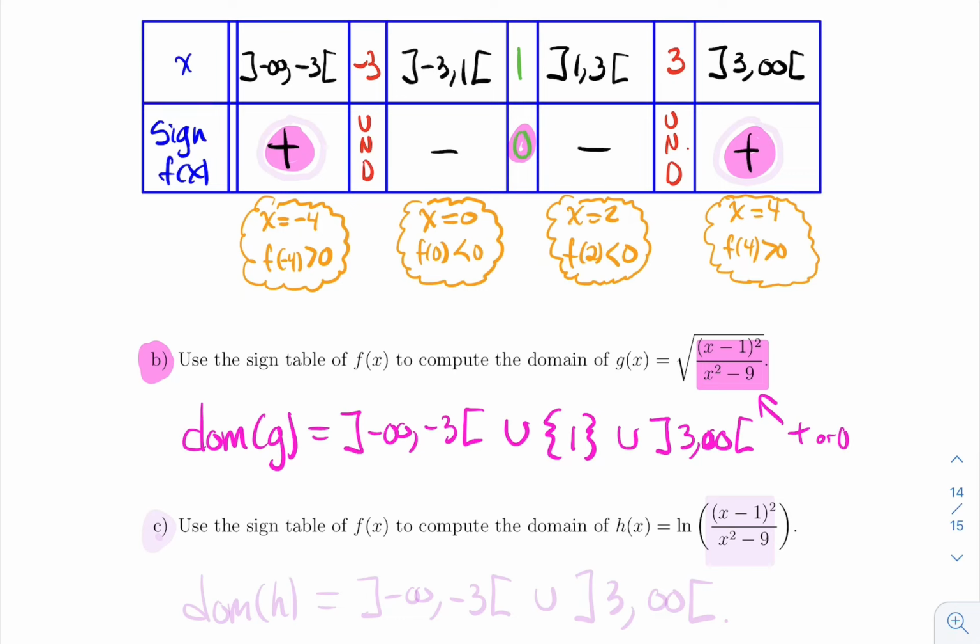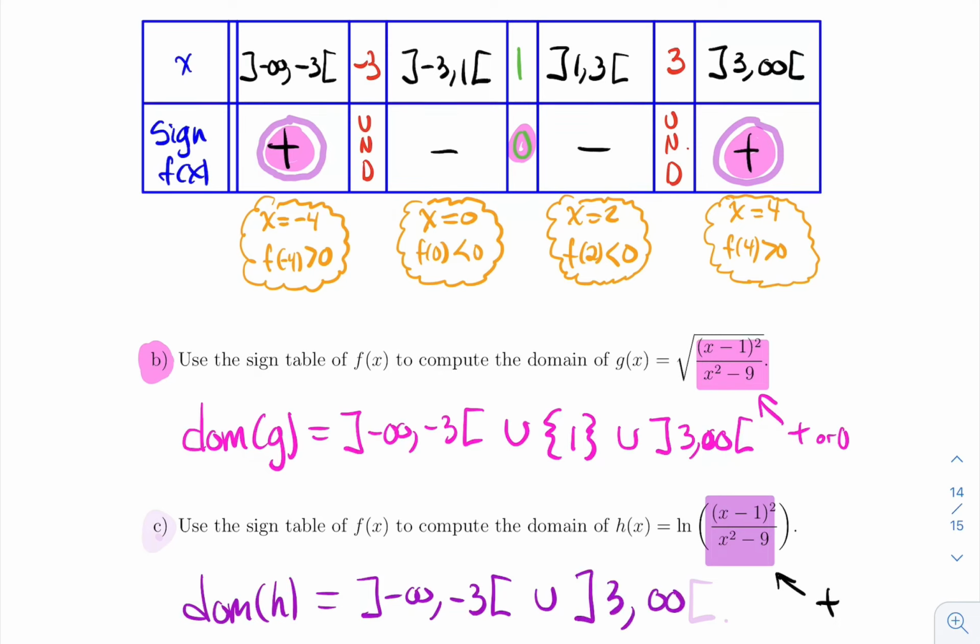And then for the last question, if you're asked to compute the domain of ln of f of x, then you're just going to keep the positive ones and not the 0. So I have a positive here and a positive there. So you just keep these 2 intervals to create the domain of h. So you get from minus infinity to minus 3, not keeping the 1 anymore, union 3 to infinity. And that's your domain for h.